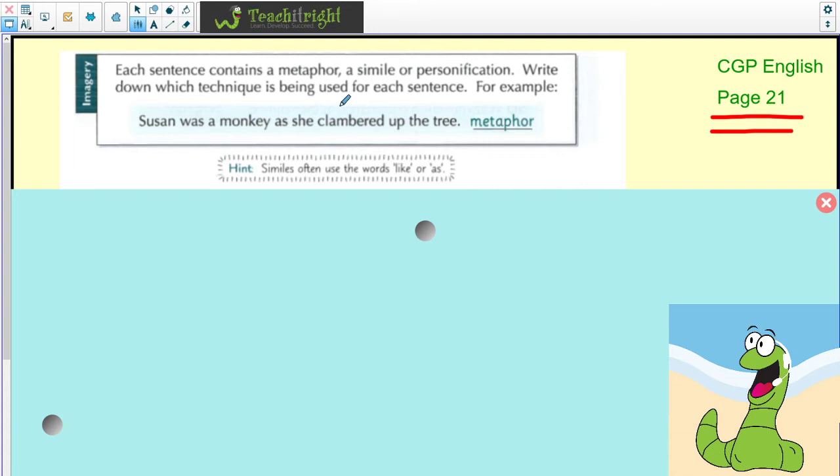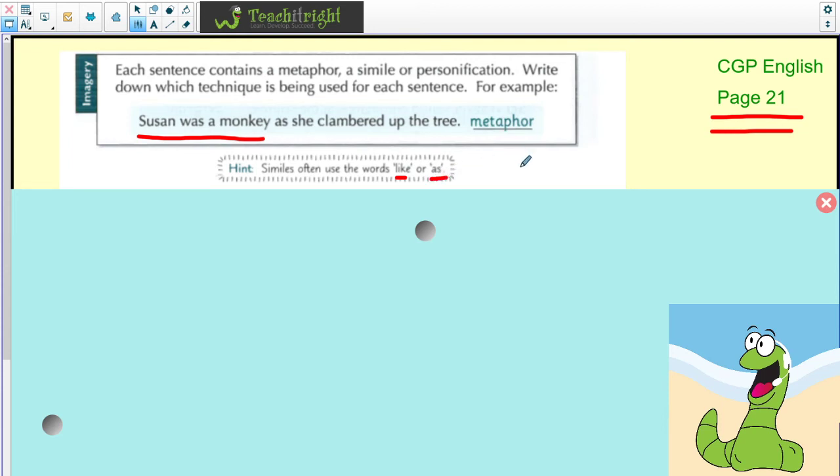So what are some of the differences between these keywords? Well, let's focus on metaphor first of all. A metaphor is when you describe something as being exactly like that. So if I was to say to you, the moon is a gold coin, then that would be a metaphor. So the example we've got here is also a metaphor. Susan was a monkey as she clambered up the tree. So Susan was a monkey, describing her directly as a monkey. That makes it metaphoric.